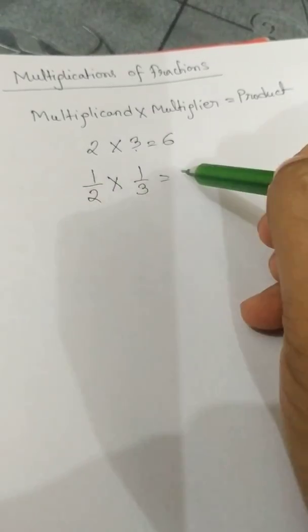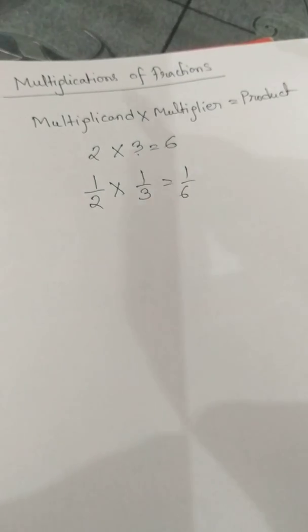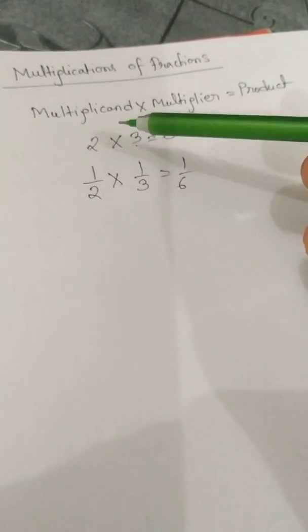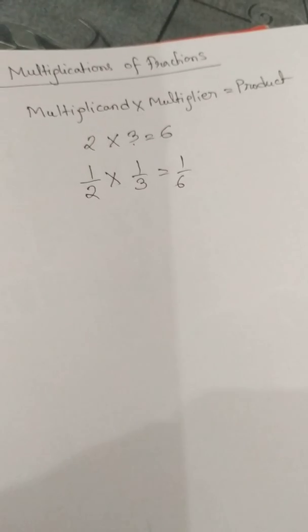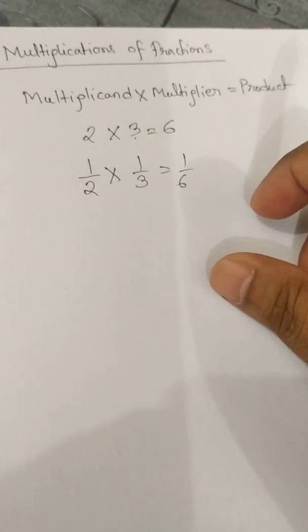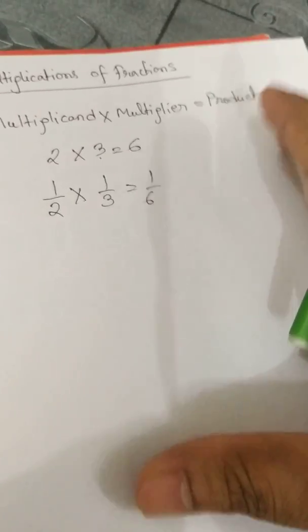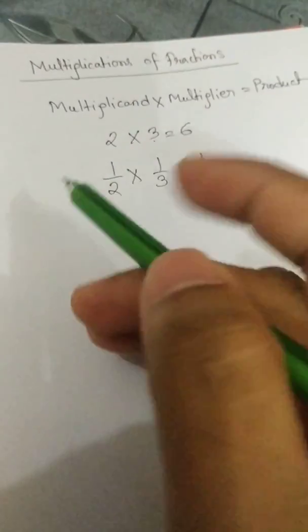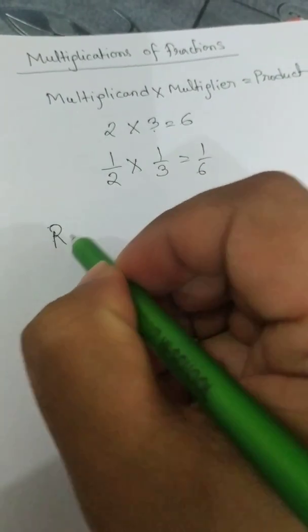For example, this is 1 by 6. I will tell you how to multiply. I'm just telling you the basics. First of all, there would be a multiplicand, then a multiplier, then a product. In multiplication there is always a multiplicand, a multiplier, and then we get a product. So the product is always the answer of multiplication. You already know it.